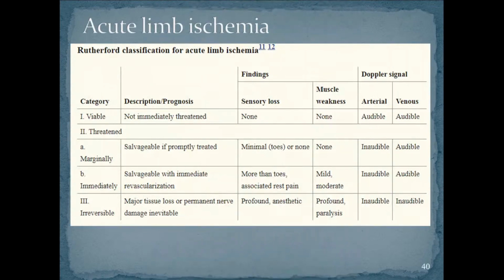Okay, acute limb ischemia. To make a classification, we need the Rutherford classification. There are three main categories. First one is the viable limb, not immediately threatened: sensory loss is no, muscle weakness no, arterial and venous Doppler signal is audible.